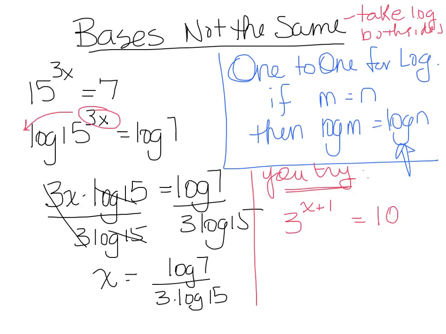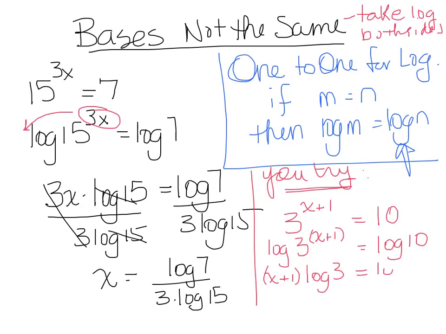And when we do that, the log of 3 raised to the x plus 1 is equal to the log of 10 because of our one-to-one property. That allows us to bring this exponent down in the front, and I'm going to be really careful in this case because of that plus sign. It's binomial, so use parentheses. (x plus 1) times log of 3 is equal to log of 10.